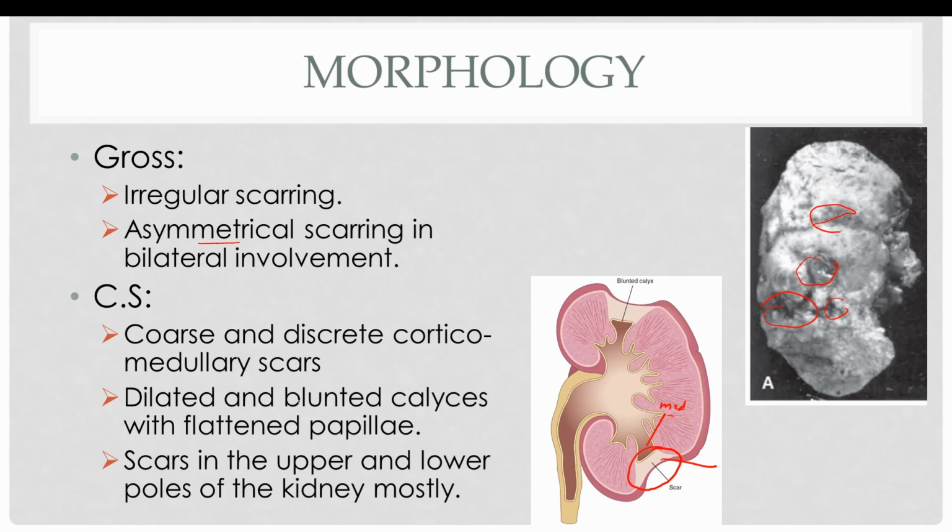The calyces are dilated and blunted with flattened papilla. As you can see here, this is a papilla which has become flat and blunt, and it is also dilated. The scars are present in the upper and lower poles of the kidney because the urine enters the renal parenchyma through the polar papillae.